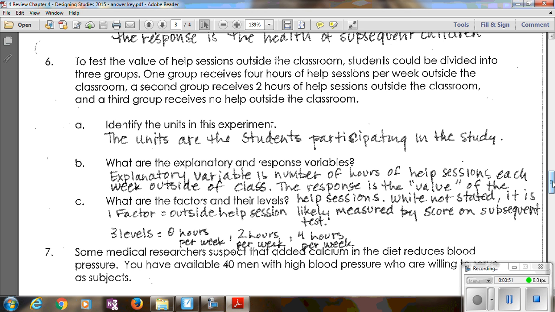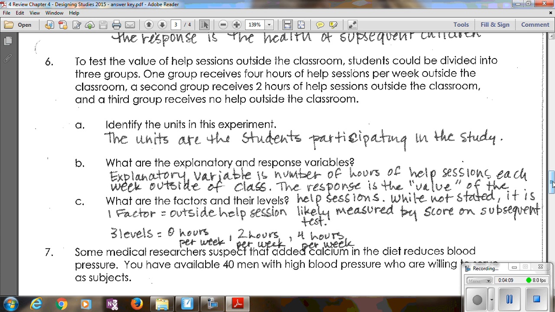Units, again, are the individuals or the participants in your experiment. And in this case, that would be the students. In letter B, it asks what are the explanatory and response variables. The explanatory variable in this case would be the number of hours of help sessions each week outside of class, and the response would be the value of those help sessions.